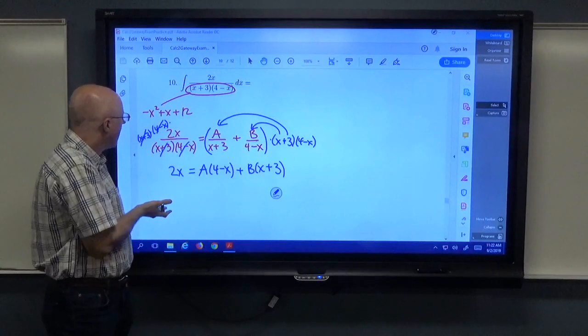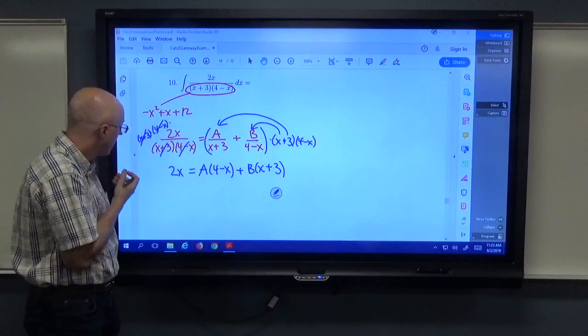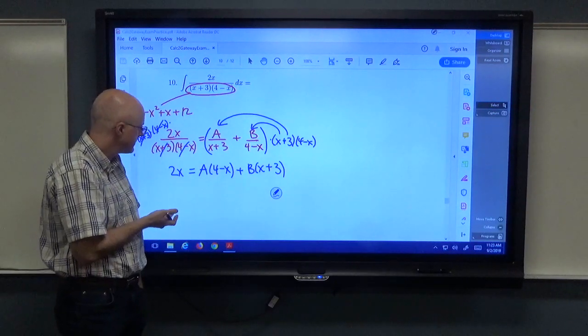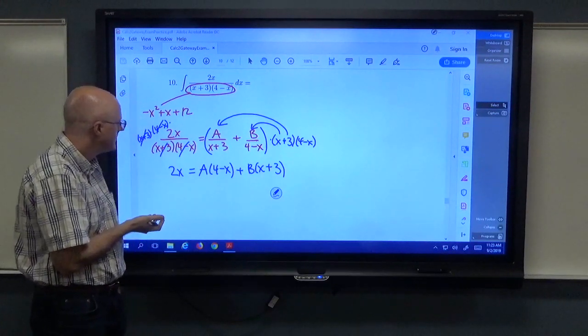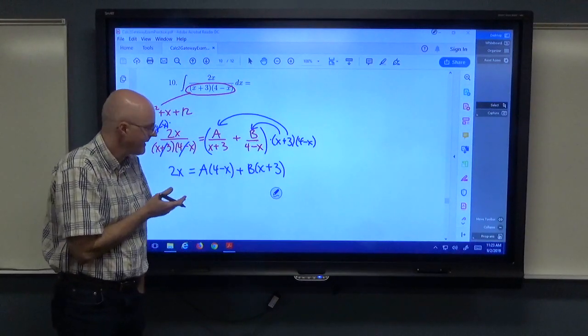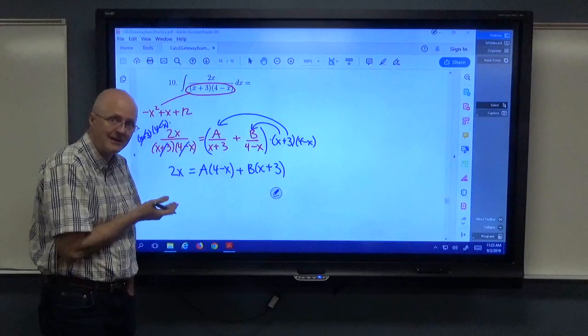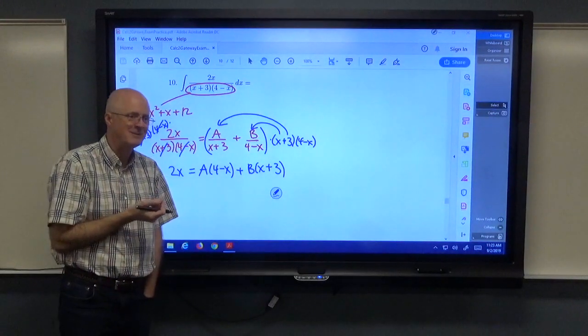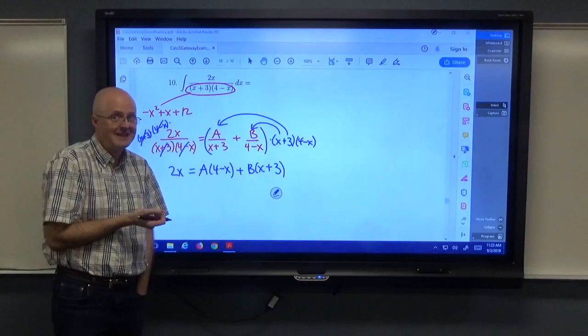Technically speaking, that computation is only valid when x is not -3 and x is not equal to 4. But now I'm going to solve for a and b. I'm going to plug in those numbers for x, -3 and 4, and I will get a and b pretty quickly. And the proof is in the pudding, so to speak. In the checking, it does work.